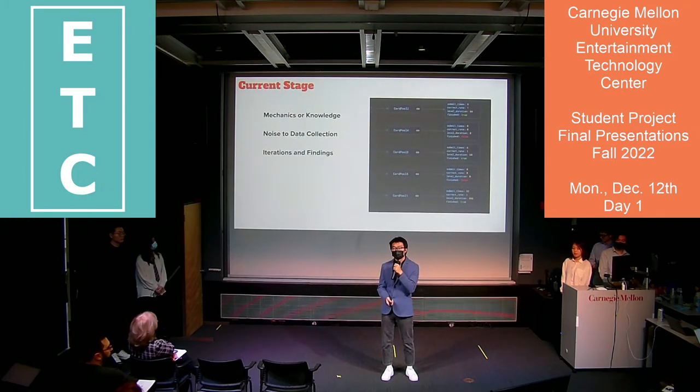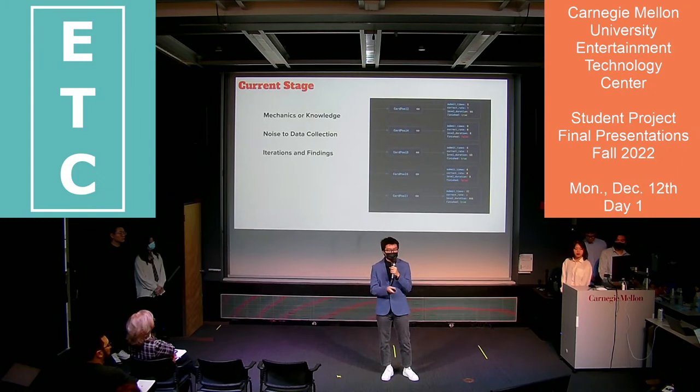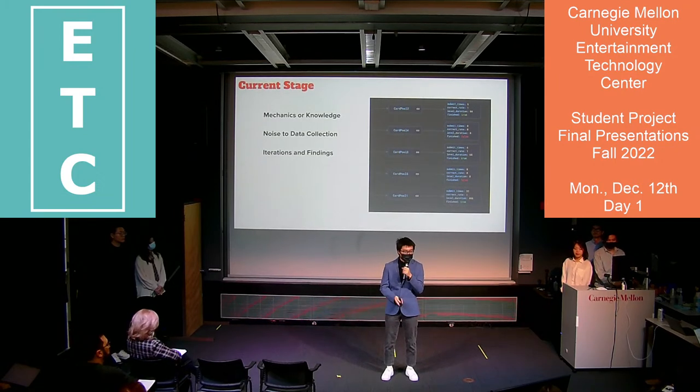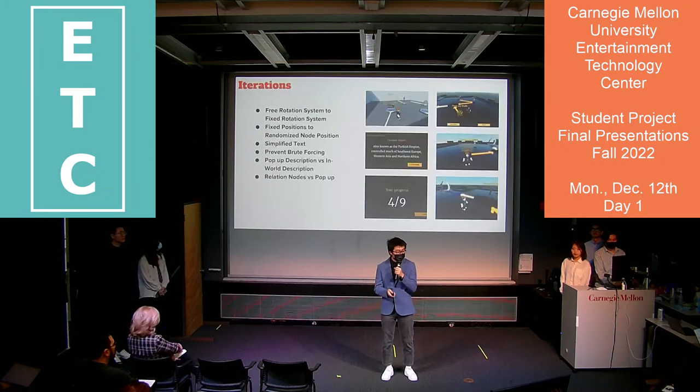So for the current history project, we're more focused on the iterations and findings we have, and we have them all in our document. The current history project still has a lot of noise in data collection, and we need to separate whether the students are confused by the mechanics or the knowledge that we're teaching. Students right now are finding it hard to get past level 3.